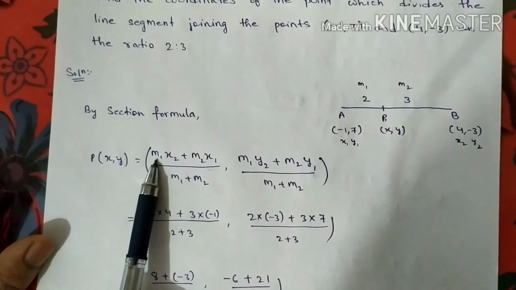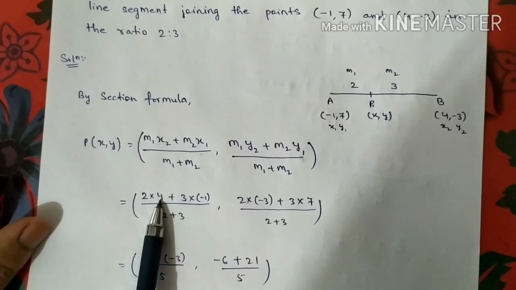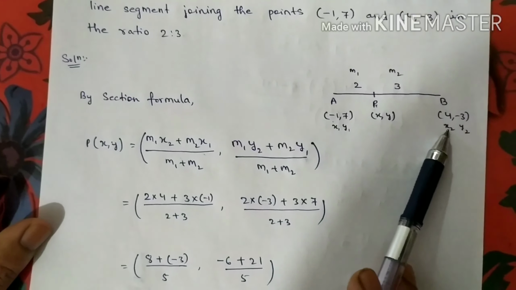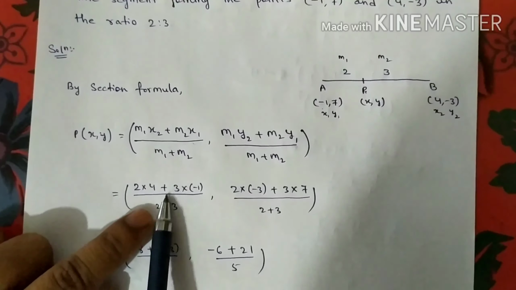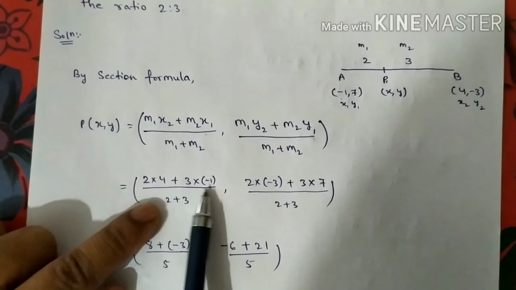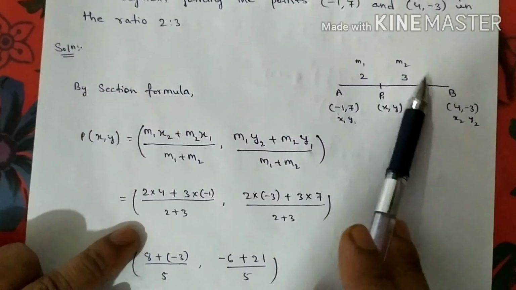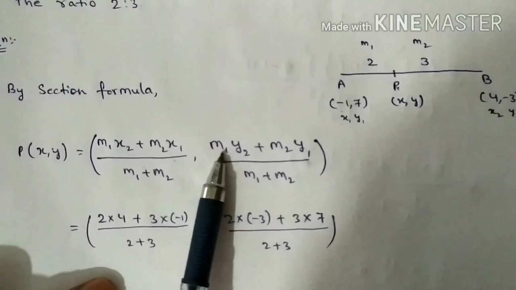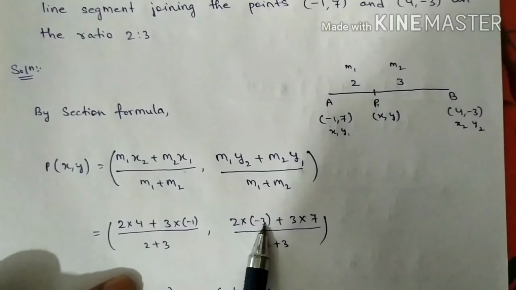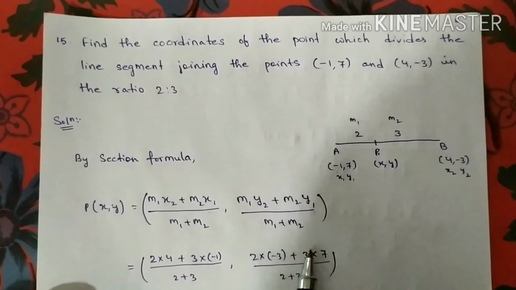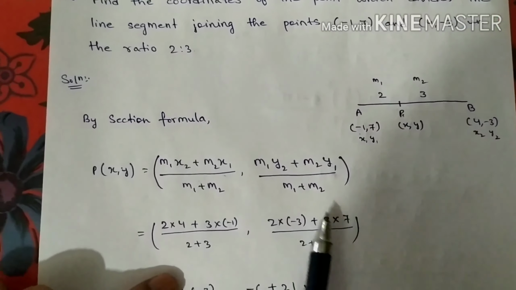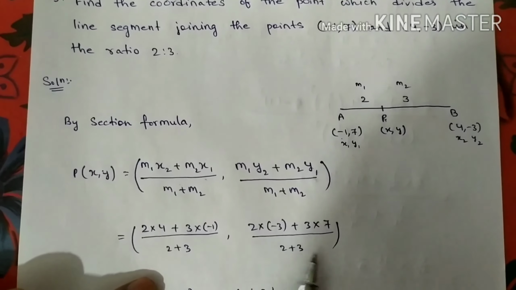Let us check. Here, m1 is 2 into x2. Where is x2? Yes, x2 is 4, plus m2 is 3 into x1 is minus 1, divided by m1 plus m2, 2 plus 3, comma m1 is 2 into y2. y2 is minus 3, plus m2 is 3 into y1. Where is y1? This one. y1 is 7, by m1 plus m2, 2 plus 3.